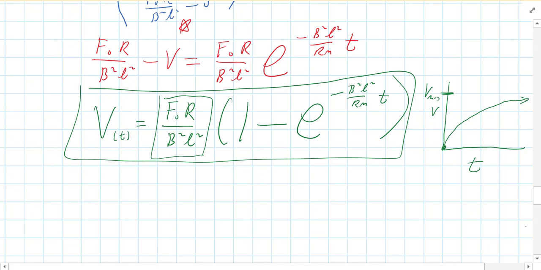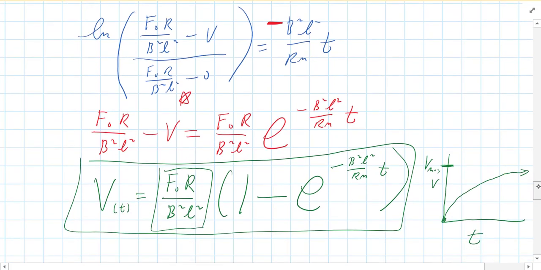Now, some notes on this. First note is depending on different problems, you might have different F naughts. So in this problem, we call it F naught. If you have, let's say, a bar falling vertically, then F naught would just be mg. If you have a bar falling on an incline, which you're going to see a few problems like that, then your F naught would be mg sine of theta. So you have to see what your F naught is, okay?